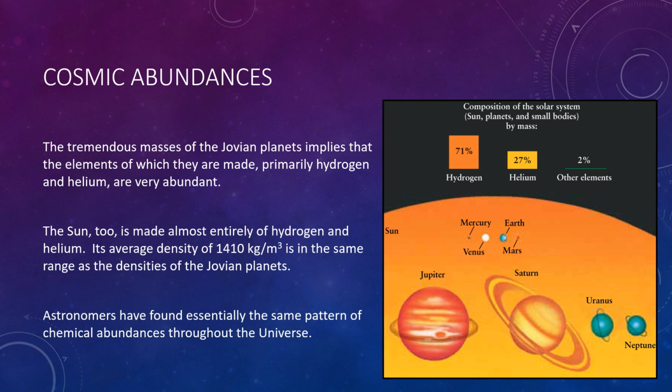The elements that make up the bulk of Earth, mostly iron, oxygen, and silicon, are relatively rare in the universe as a whole, as are the elements of which living organisms are made, things like carbon, oxygen, nitrogen, phosphorus, and other things.